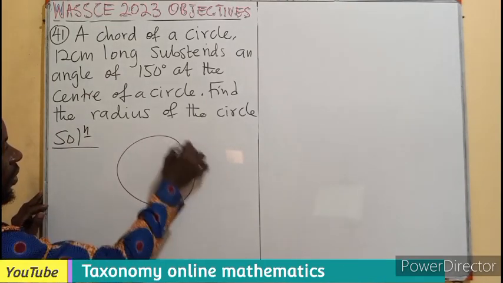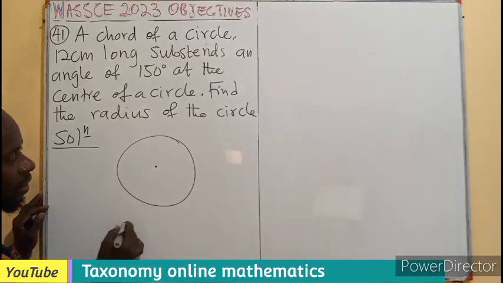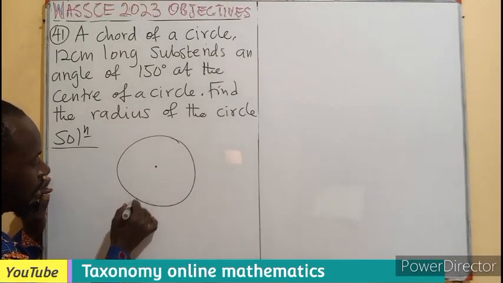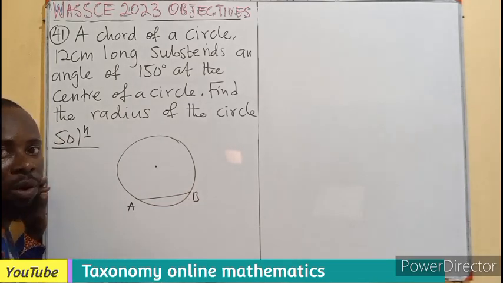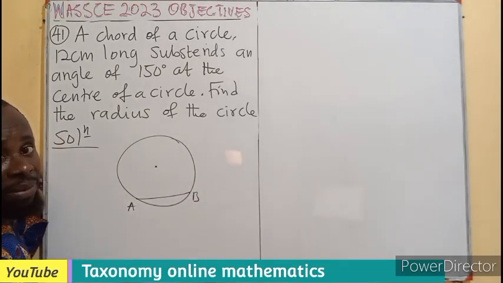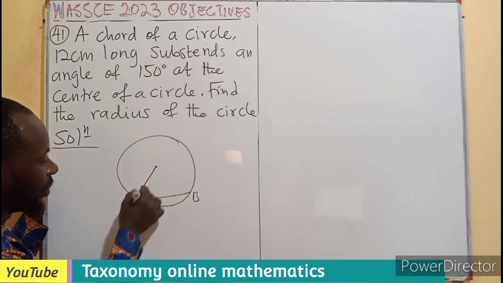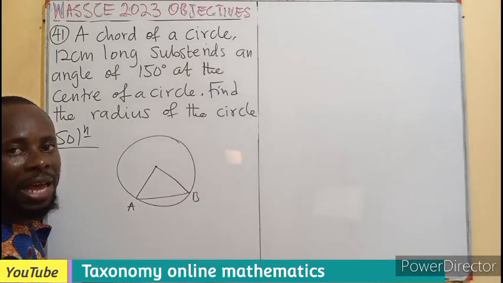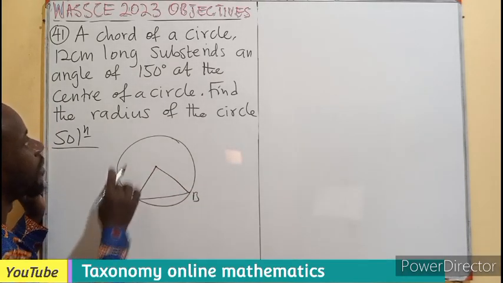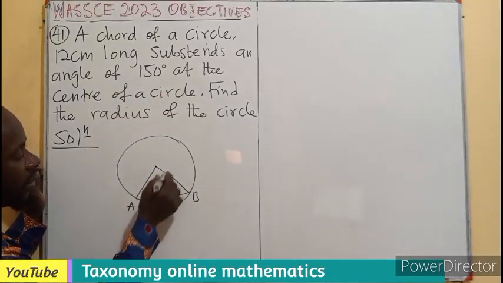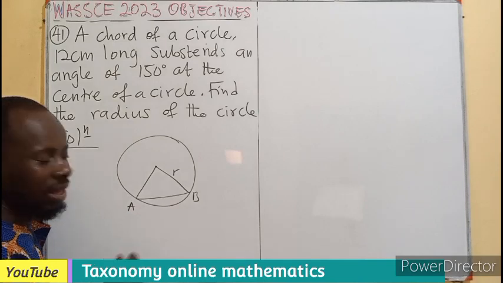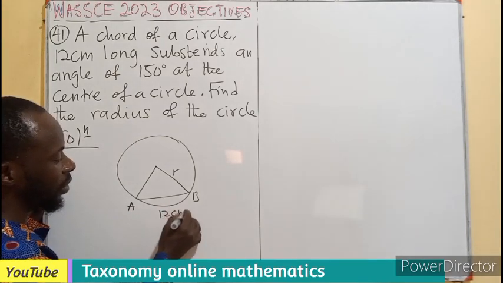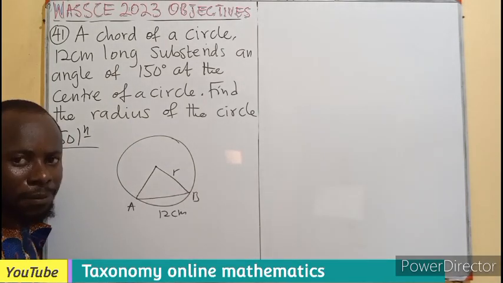If you have this as the center, we are saying a chord. So let's have the A, B. This is a chord. Now they say it subtends an angle at the center, meaning we have this line, we have this line. The angle here is going to be 150 degrees. This is going to be the radius. This right here is going to be the 12 centimeter we are talking about, not the arc, but the line.